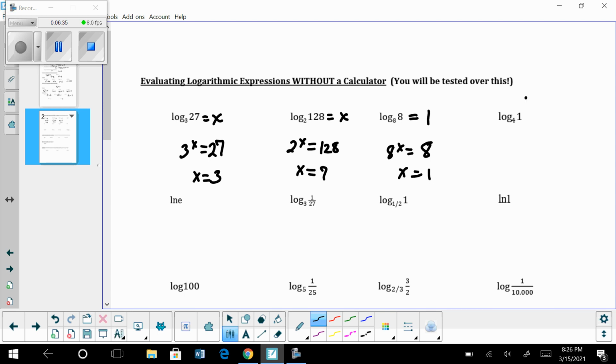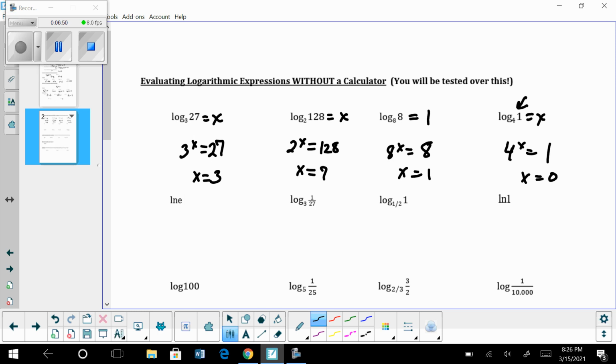Log to the base 4. Anytime there's a 1 here, remember what the answer would be. Or 4 to the x equals 1. In order to get a 1, you have to raise it to the 0 power. Anything to the 0 power is 1. Any base to the 0 power is 1.